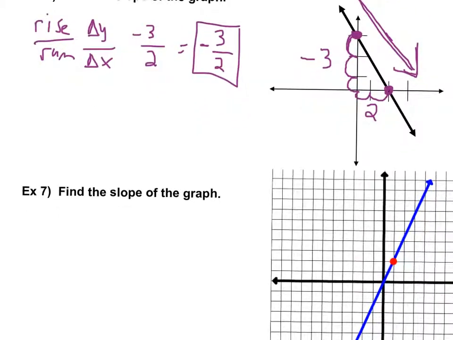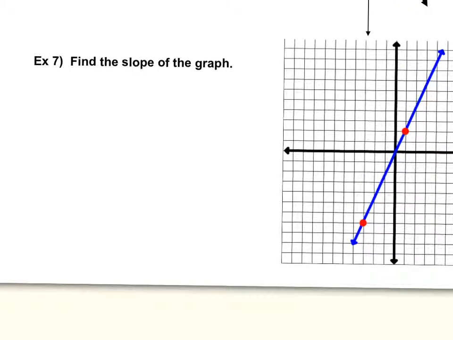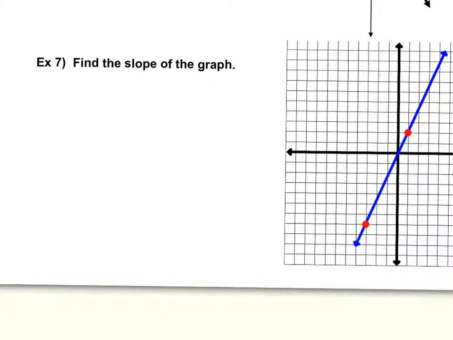All right, let's go to the second one. You need to be able to find the slope from this graph. The first thing you do is identify 2 points on the line. So I'm going to graph this, and I have this point and I have this point. Now I'm just going to do rise over run to go from one point to the other.